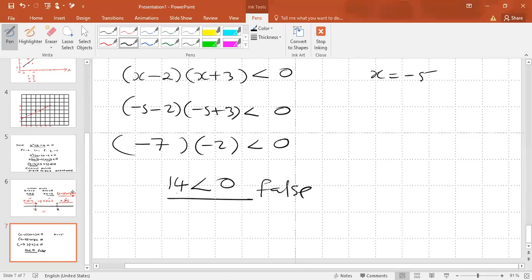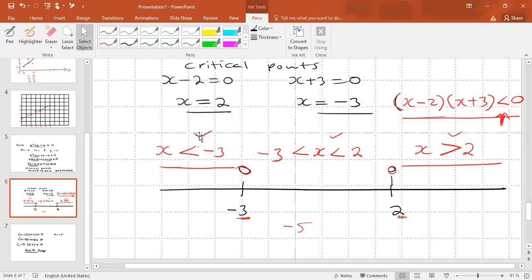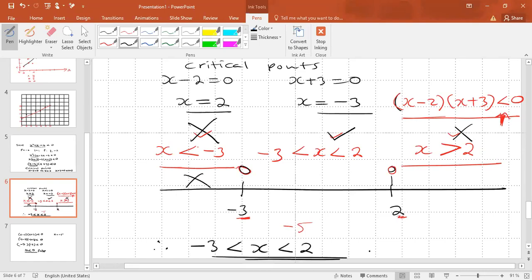Saying 14 is less than 0 means any number that we pick from that region will give us a false statement. So it means this region is not going to be our answer. We remove it. Automatically, if that one refuses, then this one will accept, and this one will refuse. So therefore, the solution to the inequality is -3 less than x less than 2. And that's our solution to the inequality.